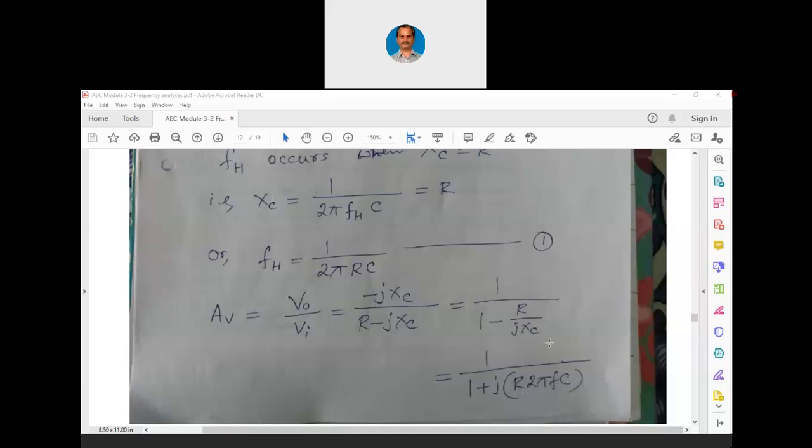That XC becomes 1 over 2 pi Fc, and instead of J at the denominator, we can write J at the numerator by changing the sign. Because you know that J square is nothing but -1, right? J equals square root of -1. So J square is -1. So we can write that J at the top. 1 minus 1 by J becomes 1 plus J. And XC becomes 1 over 2 pi Fc, 2 pi Fc comes to the numerator. So you can see this AV equals 1 by 1 plus J into R into 2 pi Fc.